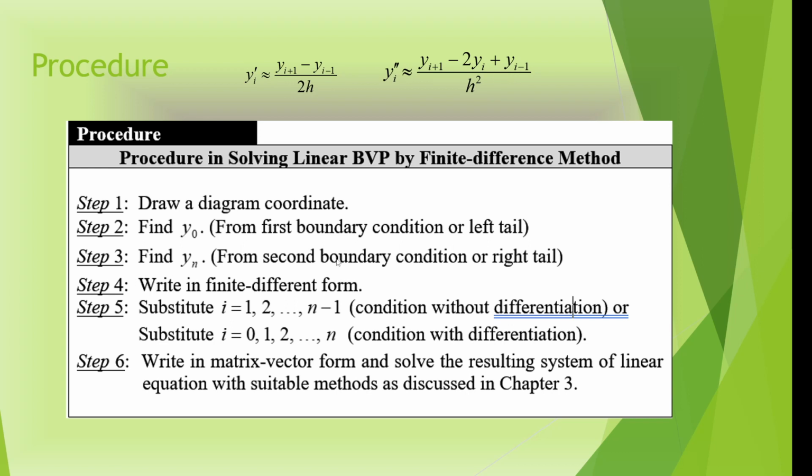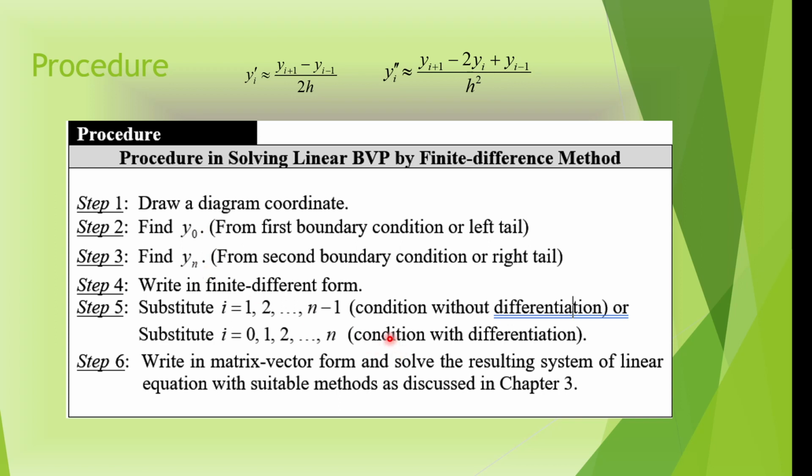The second order differential equation, you are going to write in the finite difference form, where the first derivative you replace by y_(i+1) minus y_(i-1) divided by 2h. The second derivative you replace by y_(i+1) minus 2y_i plus y_(i-1) divided by h squared. So for the normal boundary condition, you will substitute i from 1, 2 up to n minus 1, because y0 and yn are known.